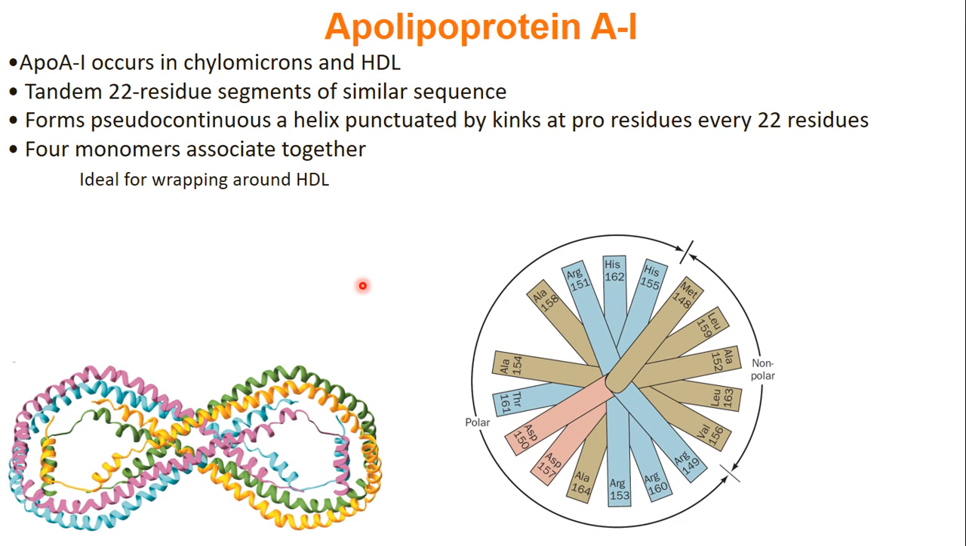Now, if we look at another apolipoprotein called A1, that's going to be in your chylomicrons and HDL. Here is just a 22 residue repeat of similar sequence. So we have a nonpolar sequence and a polar sequence, and every so often you're going to have a kink at proline. So every 22 residues you have proline, which allows this coil to curve. And you have 4 monomers associating together as seen here. So we have purple, blue, yellow, and green all coming together. And this will help wrap around HDL. So the nonpolar will interact with the lipid, while the polar will interact with water.